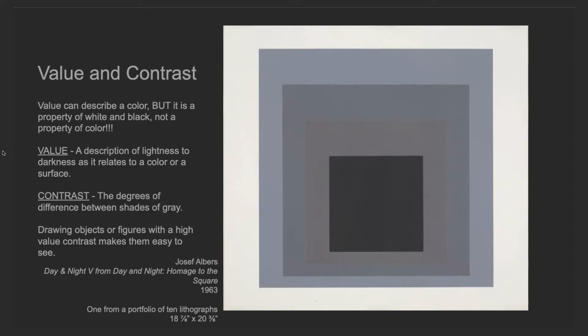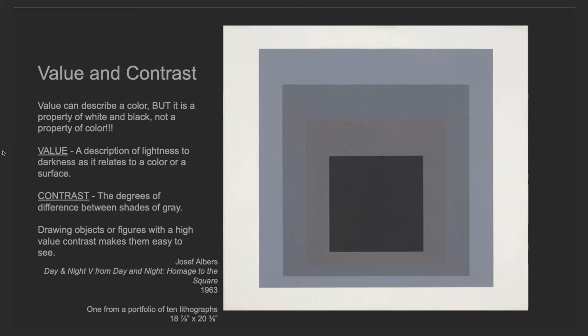Value: every color has a value, but value really is talking about degrees of white or black. So high values are white, and low values move towards black.